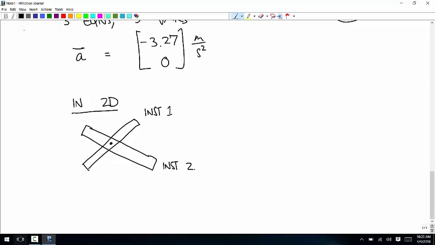So I'll write it as I sub z is the same at both instants.